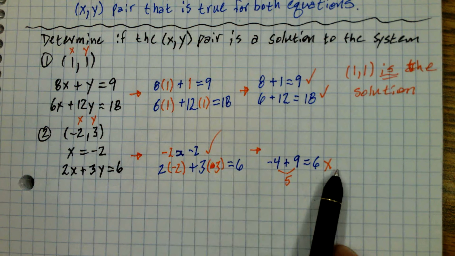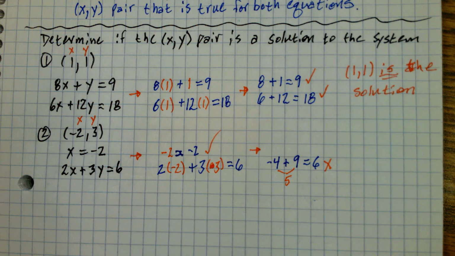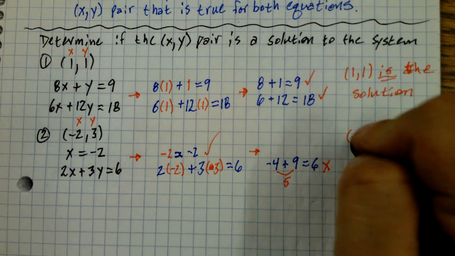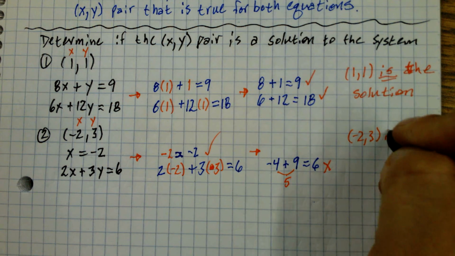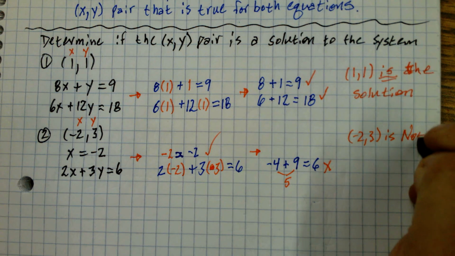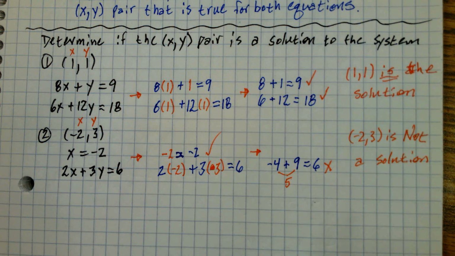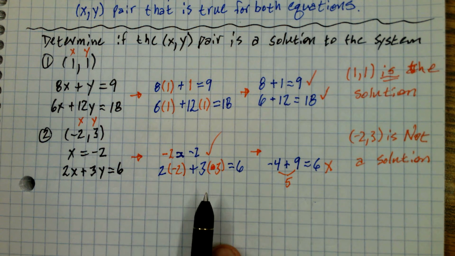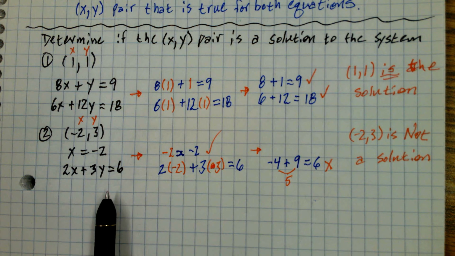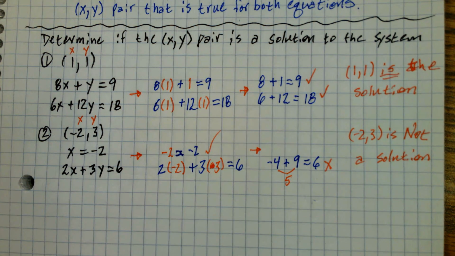Okay, so the first one worked, the second equation didn't. All we need is one of the two not to work for us to say it's not a solution. So that's what we're going to say. Negative 2, 3 is not a solution. So because I know these lines aren't parallel, eventually they'll meet somewhere. So there is a solution. It's just not negative 2, 3. Okay. Tomorrow we'll start figuring out how to solve these. All right. Today we're just checking to see if they are or not. Okay, we got two more.